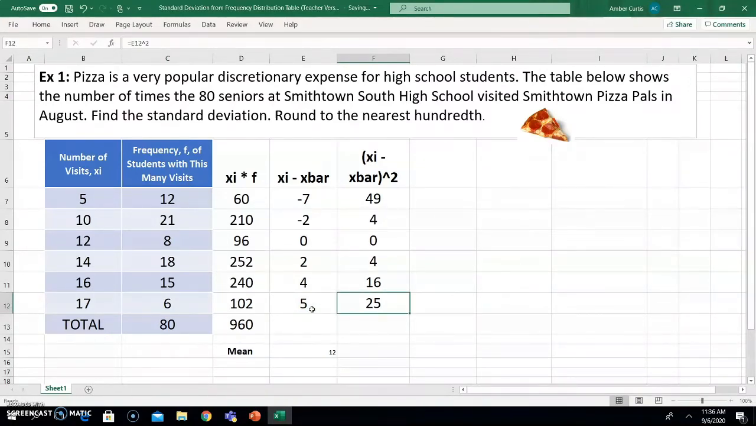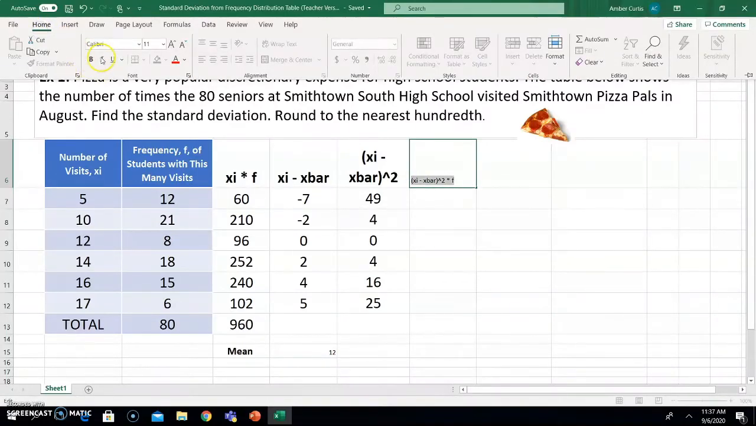Now, once we find the squared differences, we need to multiply each of these squared differences by the frequency that they occur. Because remember, right here, this 49 is the squared difference for only one person's visit. And we have here in this row that 12 people visited 5 times each. And so in this last column, we're going to take that x sub i minus x bar squared, but then multiply it by the frequency. So we're going to account for all 12 visits.